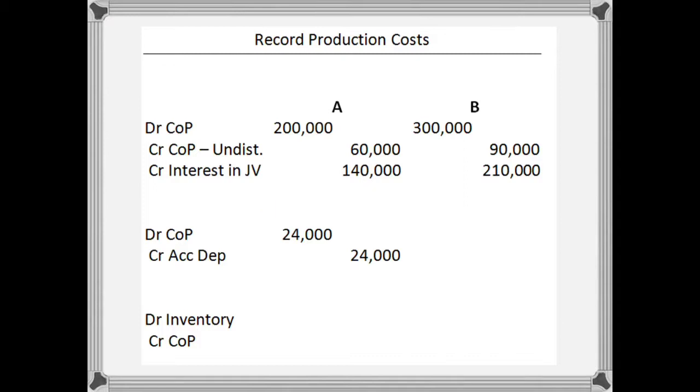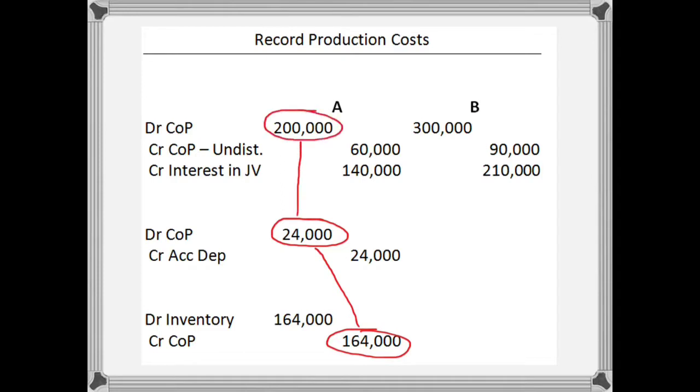Once we've done that, we're ready to create the inventory. And the inventory is then debited $164,000, and all of the cost of production basically disappeared, and we end up with $164,000. And we can see that coming from the $24,000 that we debited here, plus the $200,000 here, which gives us $224,000, taking away the $60,000 there.